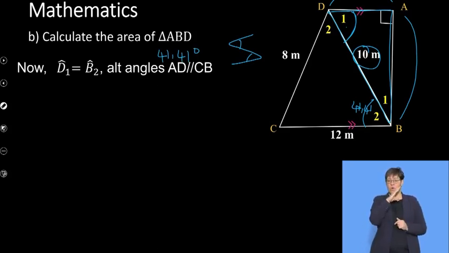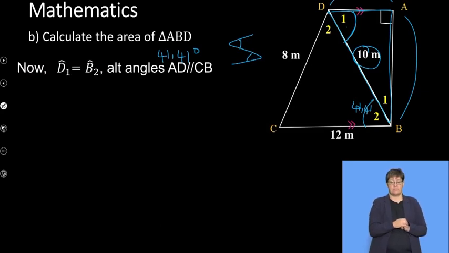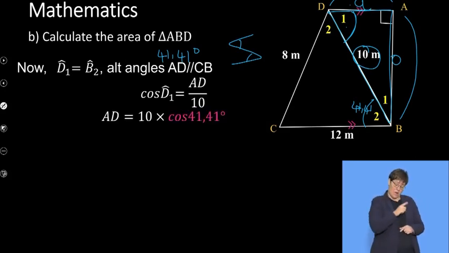We're now going to use the cos ratio in this right angle triangle to find AD. So this is the adjacent and this is the opposite. So we're going to use cos of D1 is equal to AD over 10. We're going to rearrange this so we make AD the subject of the formula. AD equals 10 times cos of D1, which is 41,41 degrees.